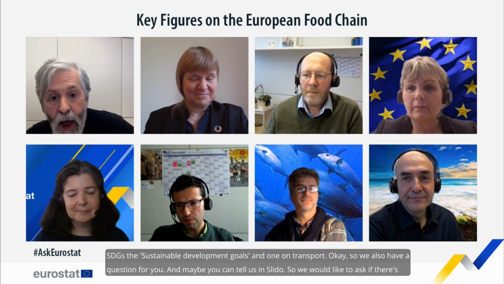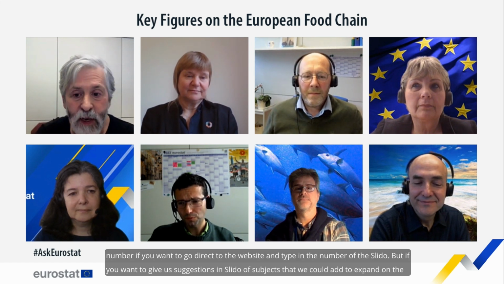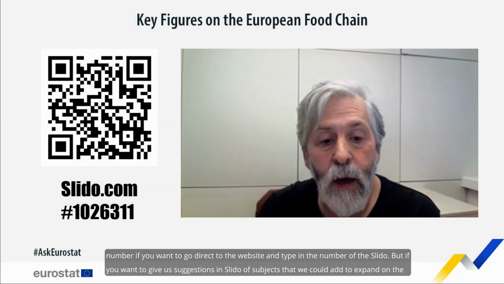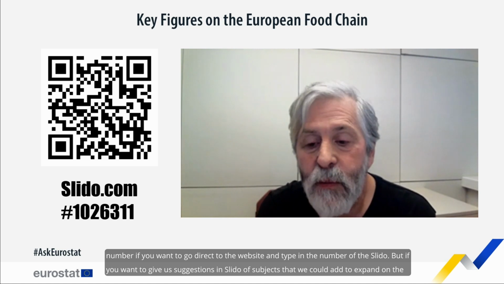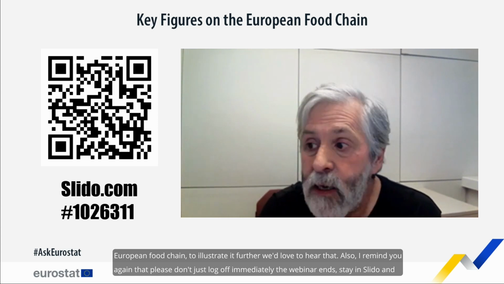We also have a question for you, and maybe you can tell us in Slido. We would like to ask if there's anything about the food chain that you feel is missing and should be added to future editions of the book. I'll remind you again, for the Slido we have a QR code, and a number if you want to go direct to the website and type in the number of the Slido. If you want to give us suggestions in Slido of subjects that we could add to expand on the European food chain, to illustrate it further, we'd love to hear that.